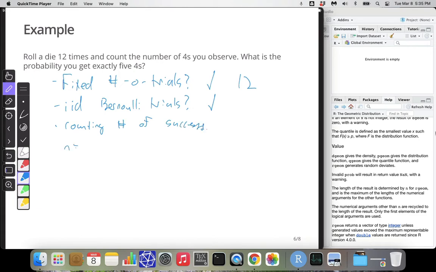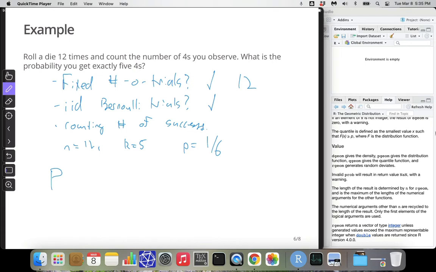In this case, n is 12, k is 5, because we want to find the probability of exactly 5 successes, and the probability of success, again, is 1/6. To write it all out, we want the probability of observing exactly 5 4s out of 12 die tosses. And to use RStudio to do this, we'd want to do dbinom.